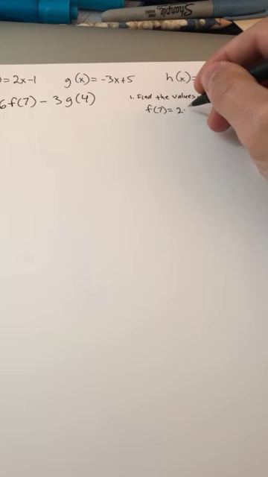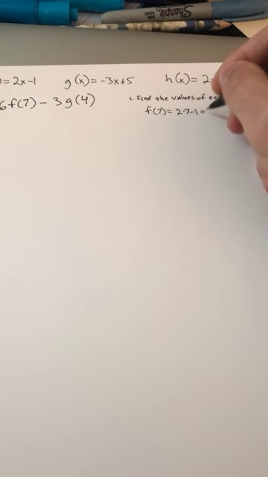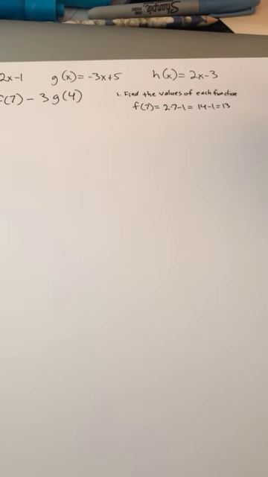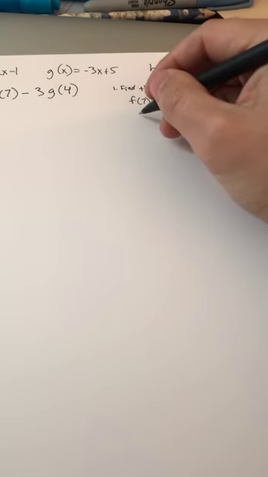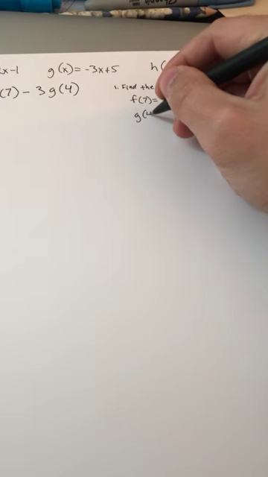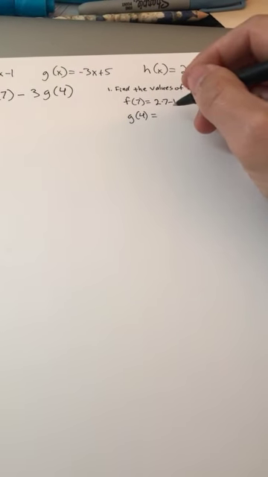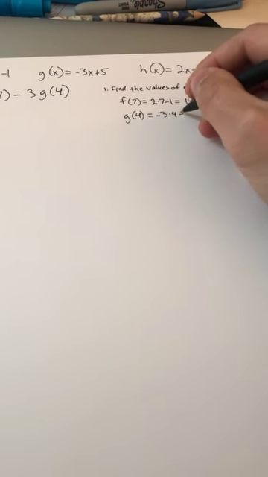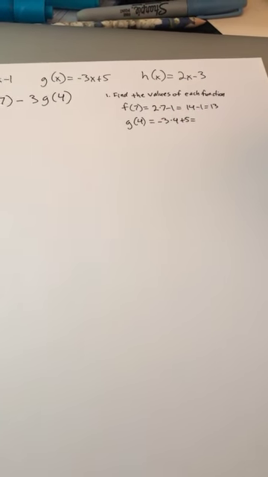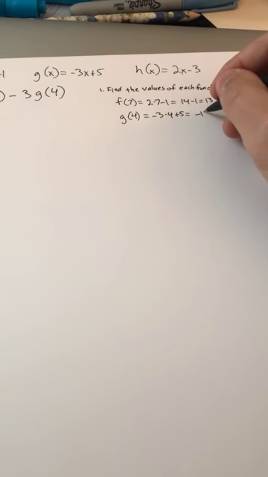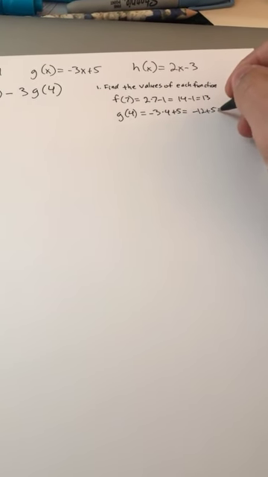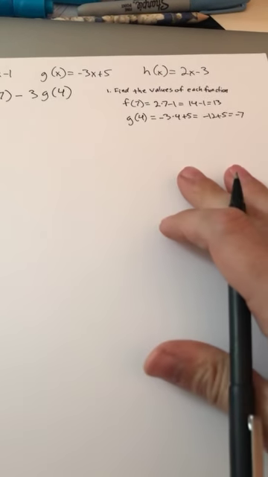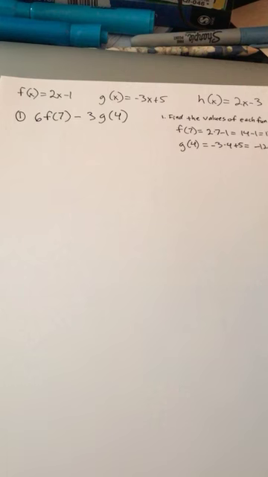Instead of 2 times x minus 1, I get 2 times 7 minus 1, which gives me 14 minus 1, which gives me 13. Okay, and then I've got g of 4. So that means I'm going to take negative 3 times 4, add 5. Negative 3 times 4 is negative 12, plus 5 gives me negative 7.